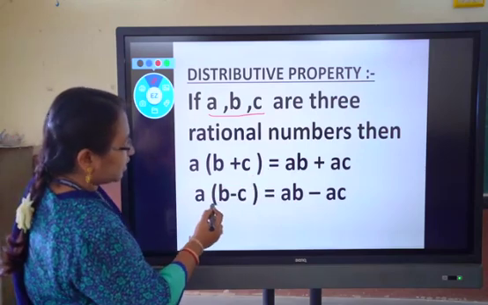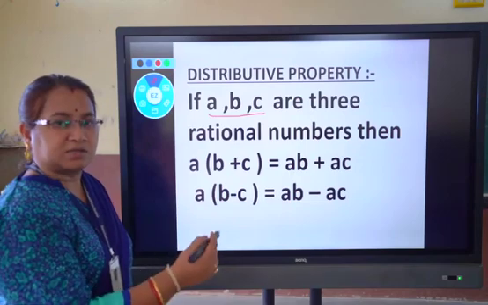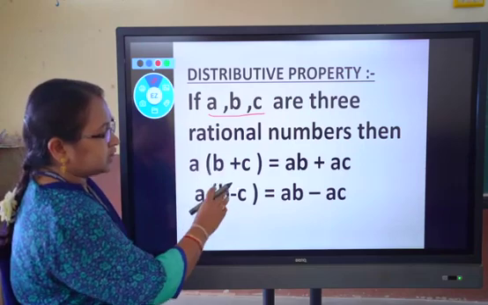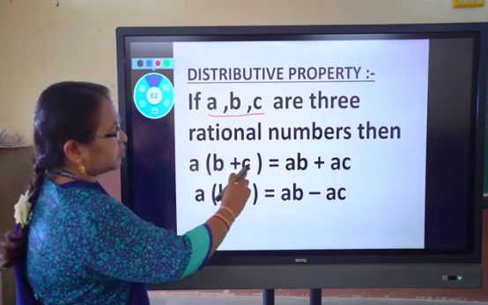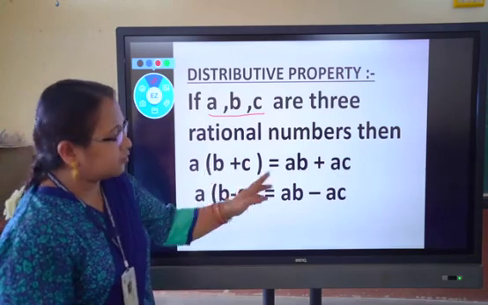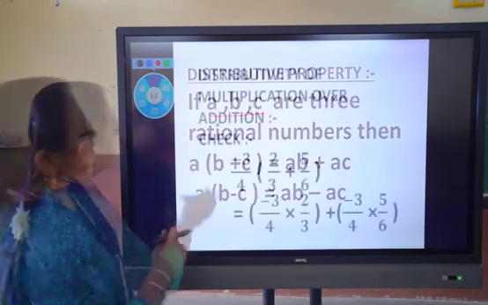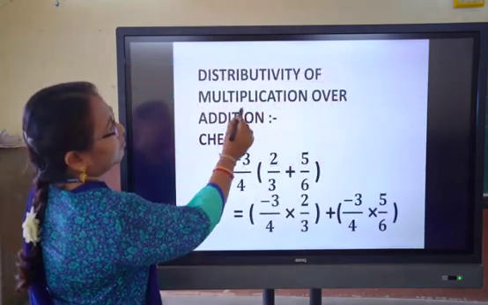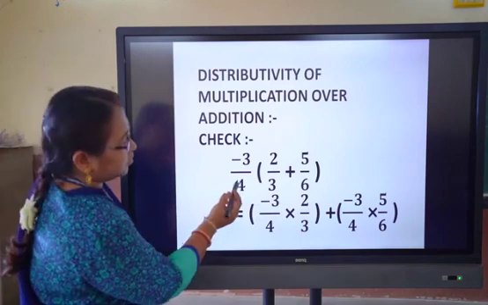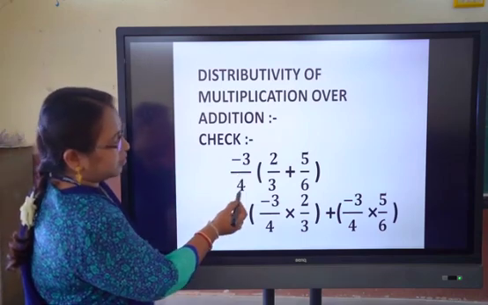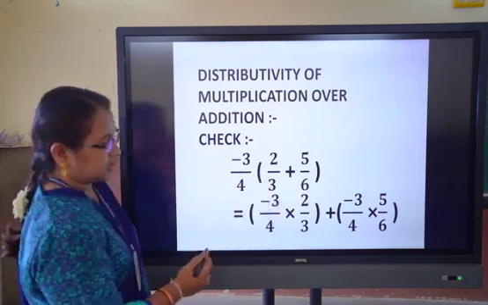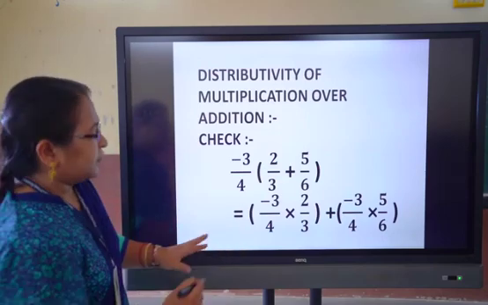And when it is written A multiplied by (B minus C), it is called the distributive property of multiplication over subtraction. Now we will see an example of whether the first property is satisfied or not, whether the left hand side equals the right hand side. So our first one is distributive property of multiplication over addition. Suppose the example is minus 3 upon 4, and inside the bracket 2 upon 3 plus 5 by 6. Now we will simplify it.